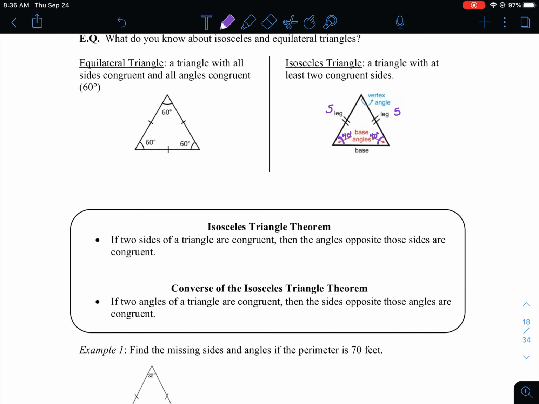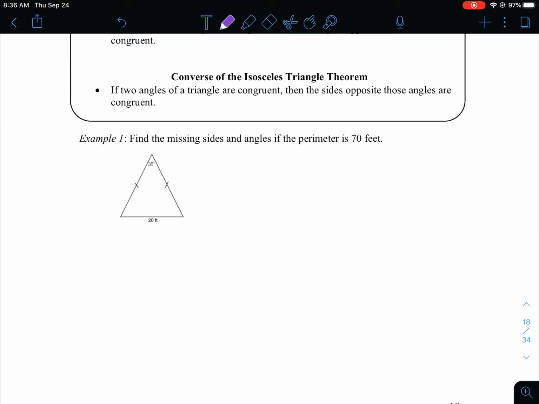And then there's a converse to the isosceles triangle theorem, and converses are just saying the opposite, so it's switching the order. It says this time if two angles of a triangle are congruent, then the sides opposite those angles are congruent. So if I have my isosceles triangle and I know that this is 65 degrees and this one is 65 degrees, then I don't care what those side measures are, but I know the sides opposite them, meaning this one and this one, are going to be congruent.